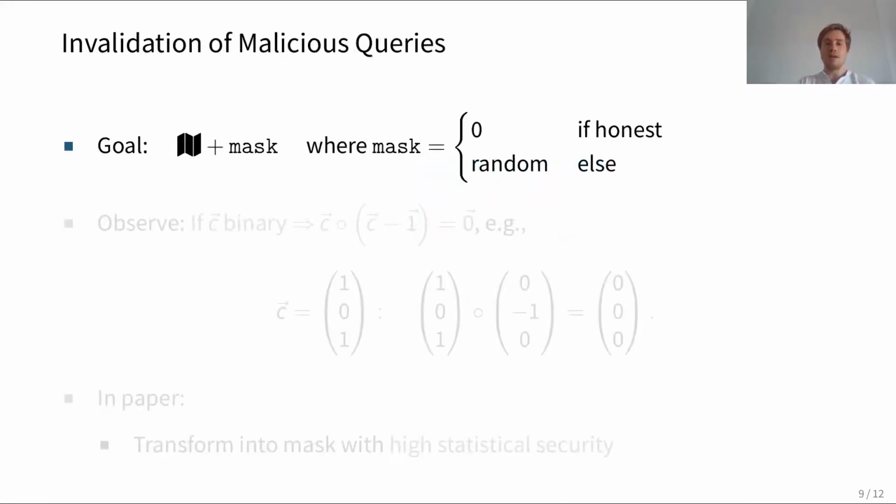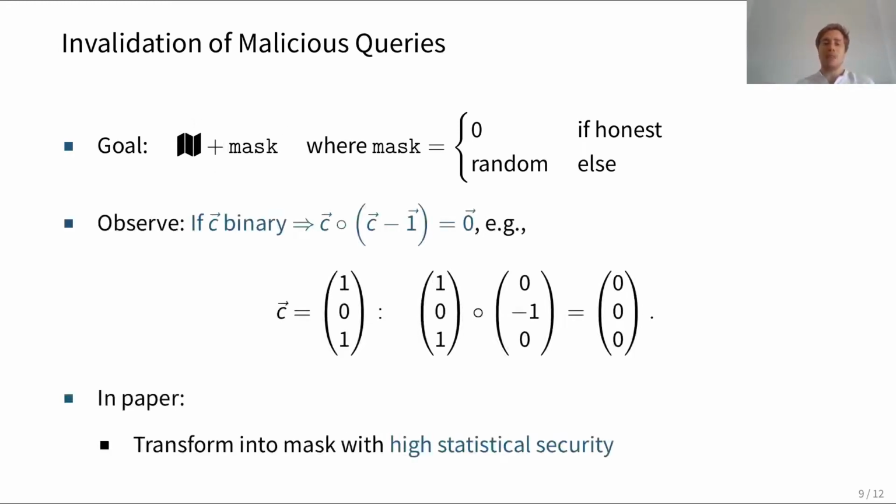So how does this work? Basically our goal is that we add some value to the heat map, so a mask to this heat map, and if the client query is honest, so if it just contains zeros and ones, then this mask will be 0 and does not affect the heat map. But if it detects malicious behavior, then the mask should be random values and invalidate the heat map.